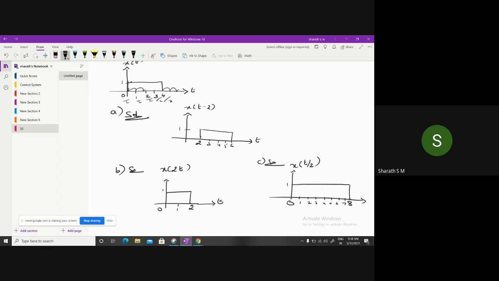And the last one is x of minus t. Minus t means reflection operation. Here we have a signal ranging from 0 to 4 in the positive axis. The same will be reflected in the negative axis from minus 4 to 0. So fourth solution, x of minus t, is from 0 to minus 4. Right on the reflection operation.